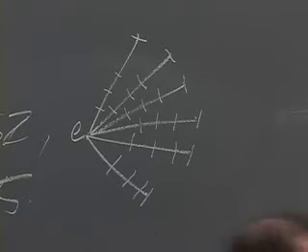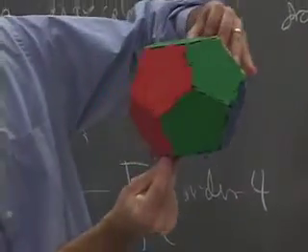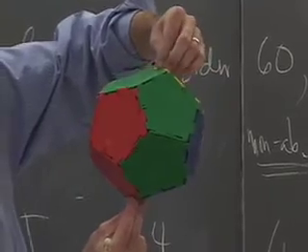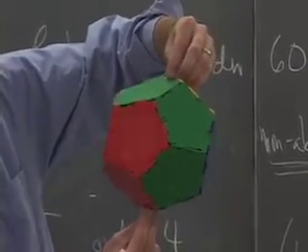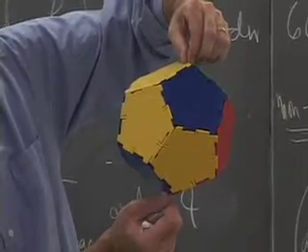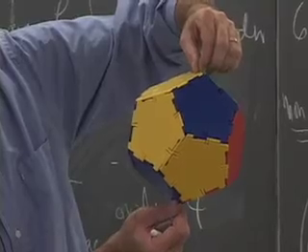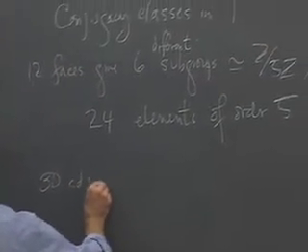OK. Next step. We have, as I said, 30 edges. Now, if you have an edge, it has an opposite edge. And if you take the axis through the midpoint of that edge, just like we did for the tetrahedron, you can rotate 180 degrees around that axis and preserve the icosahedron. So that's an element of order 2.